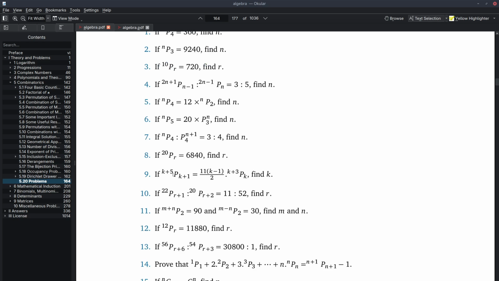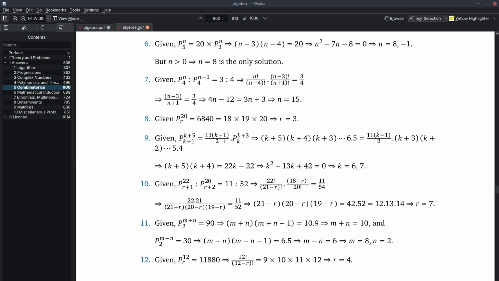Question 9 says that if (k+5)P(k+1) is equal to 11 into (k-1) divided by 2 into (k+3)Pk, then find k. So we expand it, the left hand side becomes (k+5) into (k+4) into (k+3) and so on till 6, 5, 4 and all will be cancelled here because it will be (k+5) factorial by 4 factorial. So the right hand side becomes 11 into (k-1) over 2 into (k+3), (k+2) up to 4.